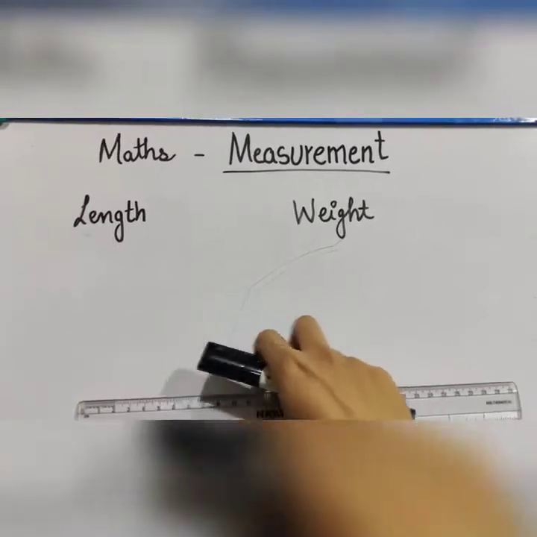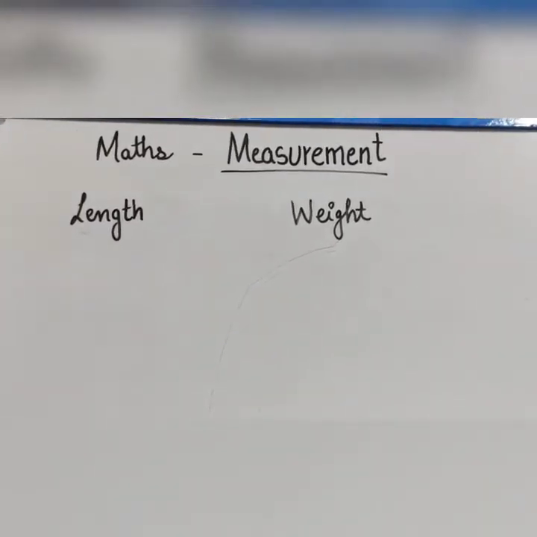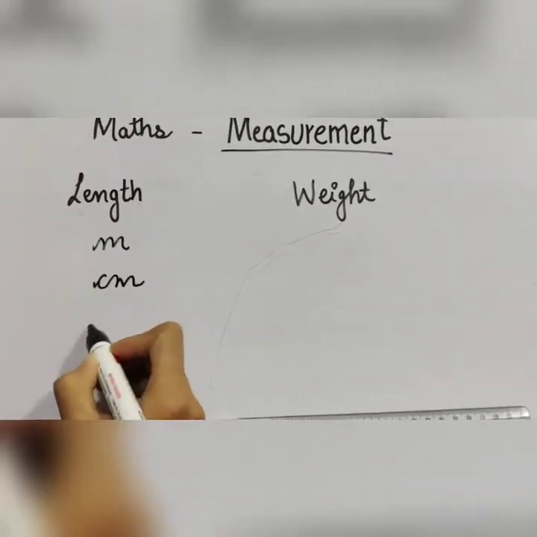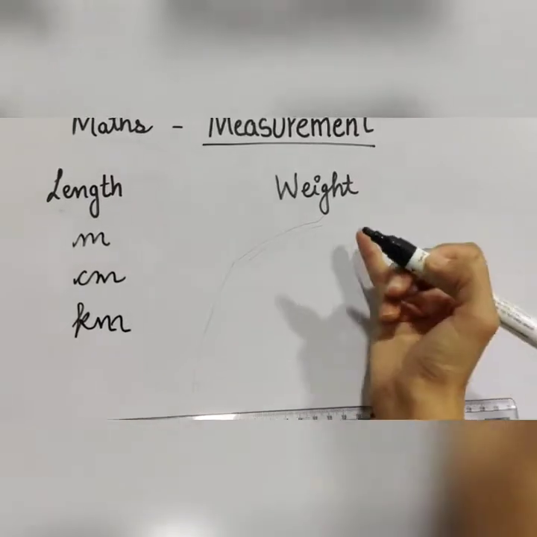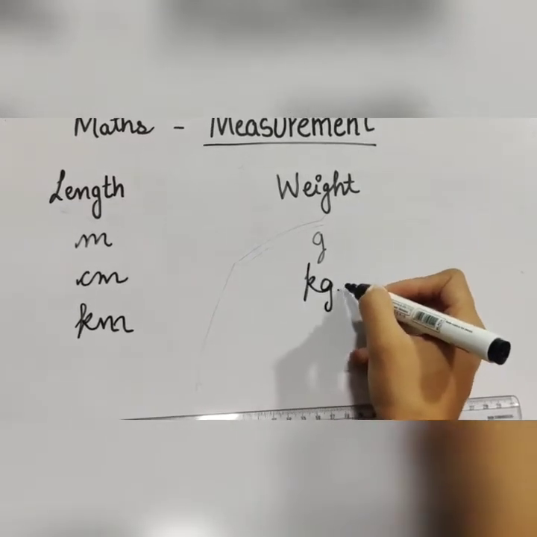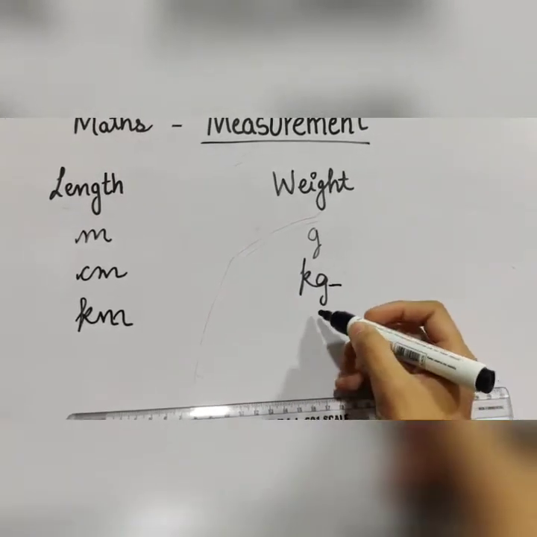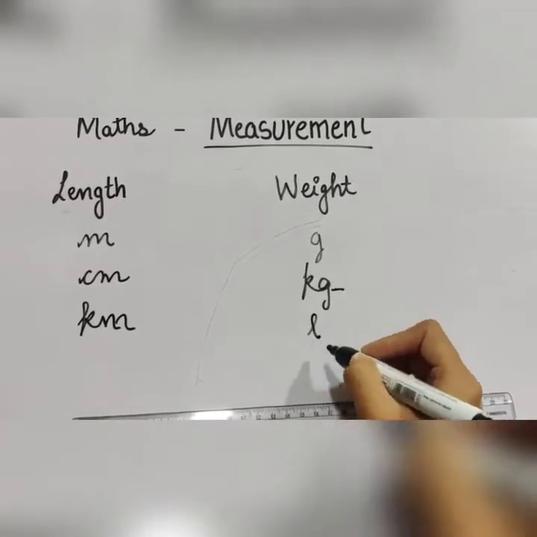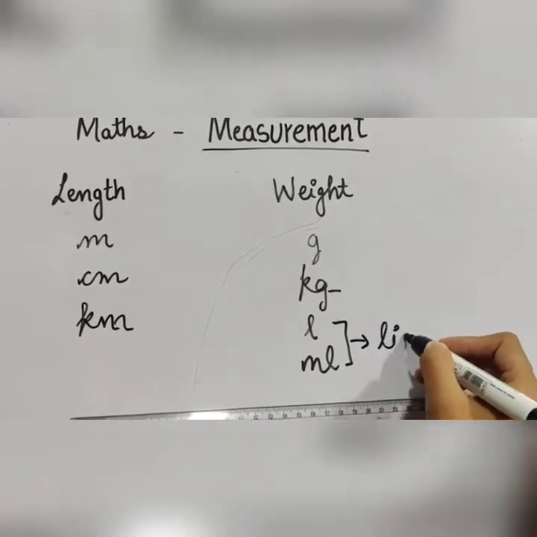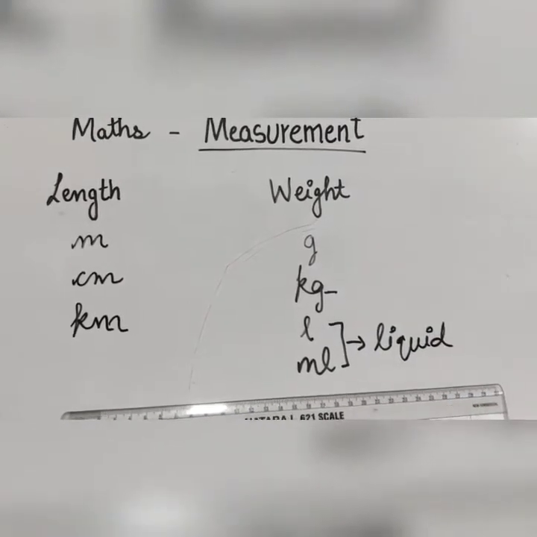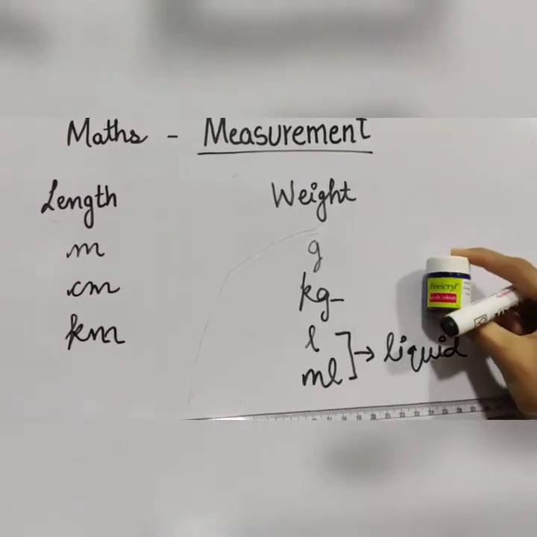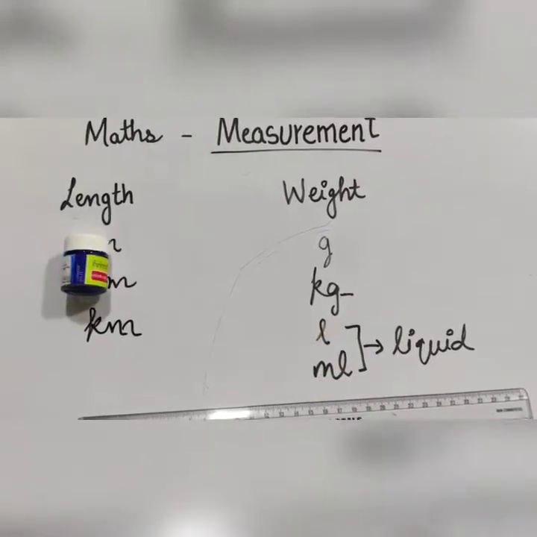There are some units in which we can measure the length and weight. Some units of length are meter, centimeter and kilometer. In weight, there are grams and kilogram, like in kilogram, we measure our vegetables. And there are liter and milliliter. In liter and milliliter, we measure the liquid. Like suppose I have to measure the weight of this paint bottle, so I will measure it in liter or milliliter.